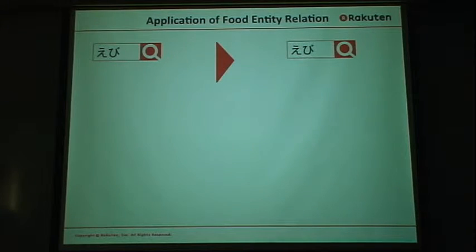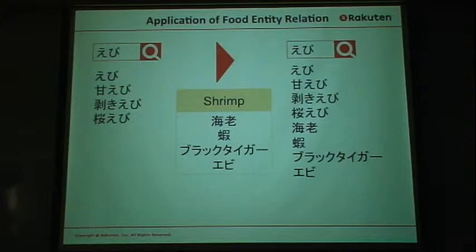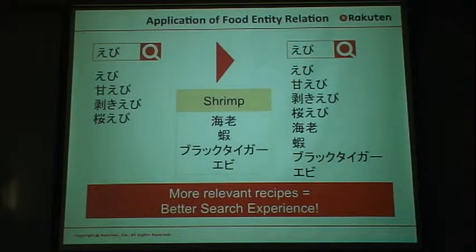How can we use this information that black tiger is an ebi, namely shrimp in Japanese? If we only use text similarity to provide relevant ingredients, then when a user searches ebi, we just return the ingredients that contain the string ebi. However, if we know that shrimp, named ebi, can be referred to by many different variations, we can return more relevant ingredients to users. Like this, we can show more relevant recipes, which leads to a better search experience.